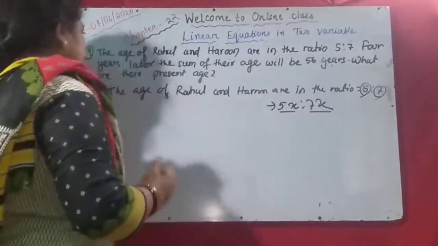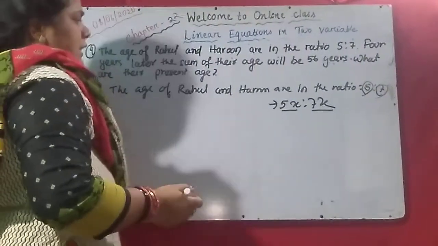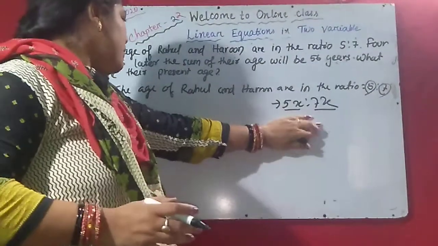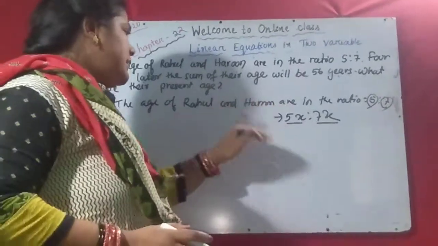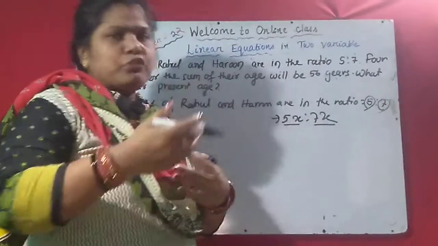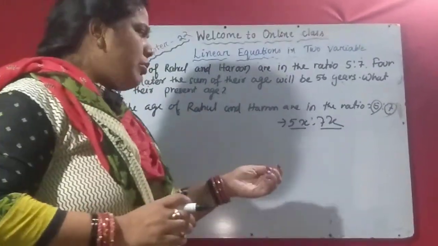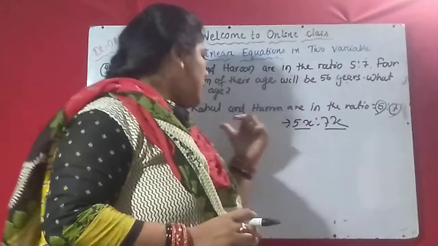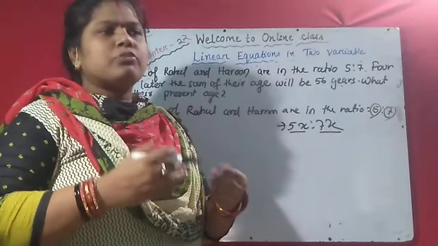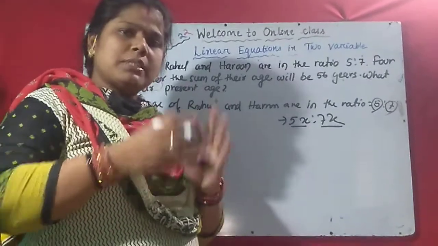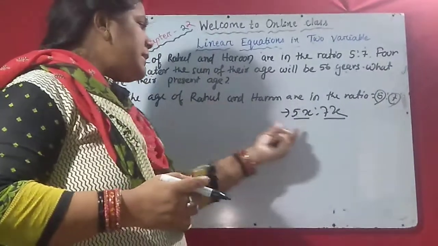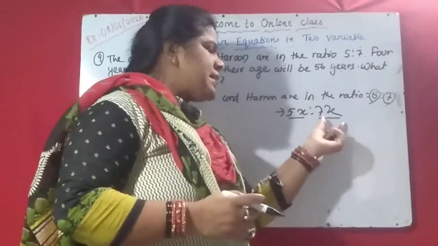Again, they are given 4 years later. 4 years later means after 4 years. This is their present age: Rahul's age is 5x, Heron's age is 7x. After 4 years means we have to add 4 years to both Rahul's and Heron's ages. Suppose present age is 13 years, after 4 years means 13 plus 4, 17 years. Like this. Here, Rahul's present age is 5x, Heron's present age is 7x.